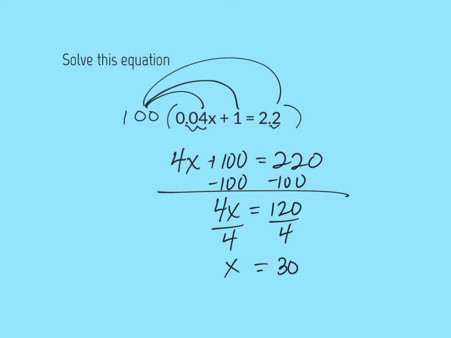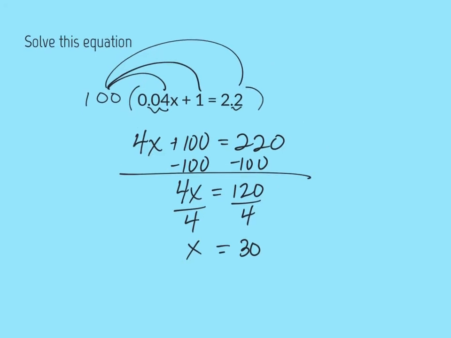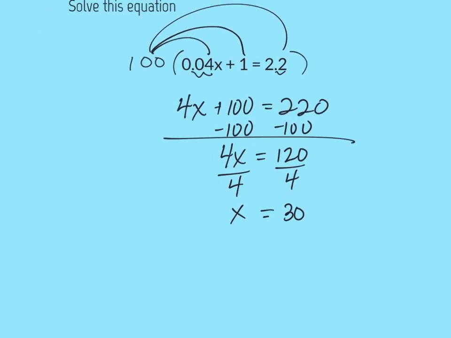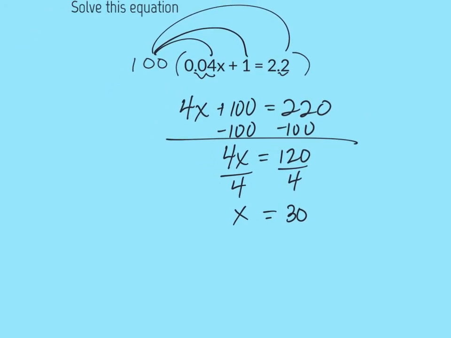Now, I should check my answer, but I'm going to check it back into this original equation, because then I can double check to make sure that my answer is correct and that I did all of the parts accurately. So I'm going to scroll up here a little bit. So I'm now going to plug 30 in. Into this original equation, I'm going to plug 30 in for x, and if all goes well, on the left side, I should get 2.2.